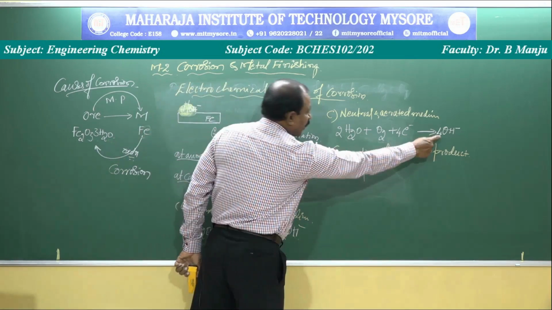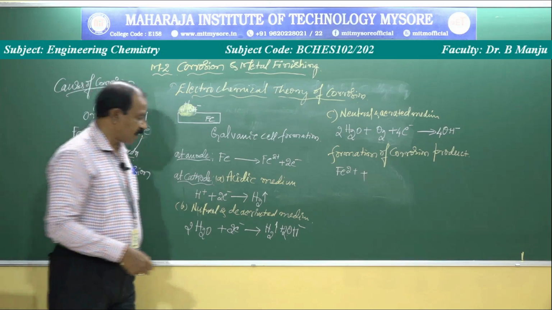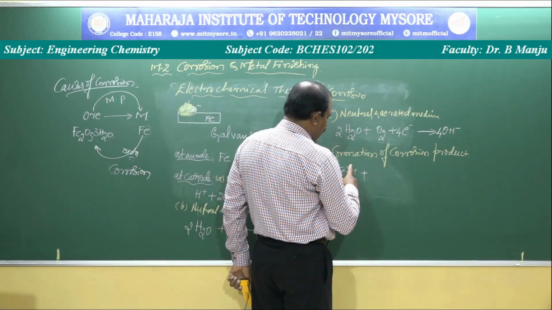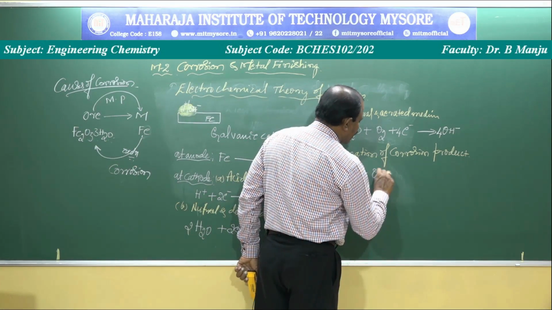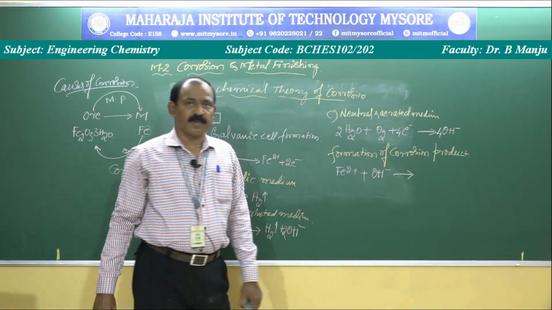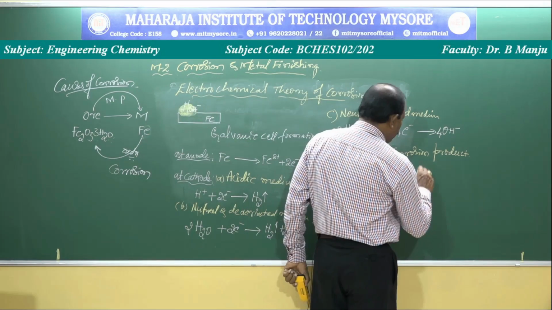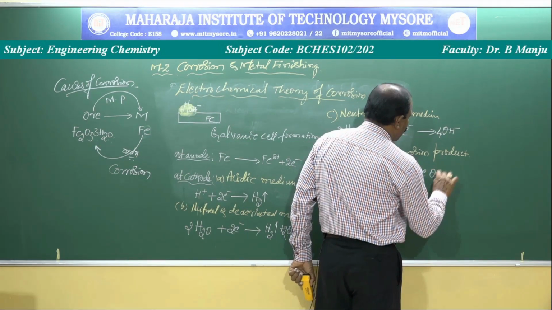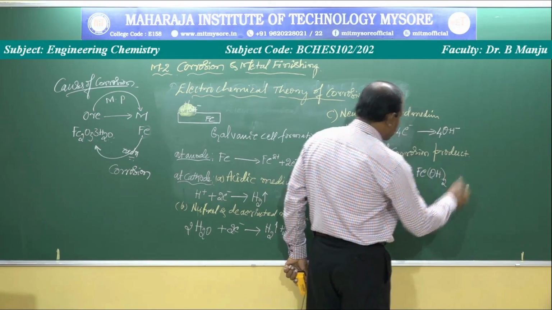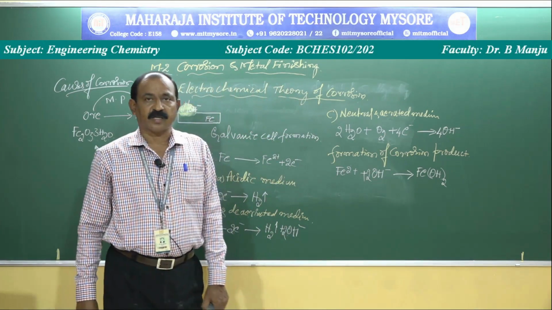What is remaining? Only hydroxyl ions. Even if you consider a base, it also contains hydroxyl ions. Therefore, Fe2+ is in the anodic region and OH- ions are present in the cathodic region. These two react. Iron reacts with hydroxyl ion and is converted into Fe(OH)2, ferrous hydroxide, balancing the equation.